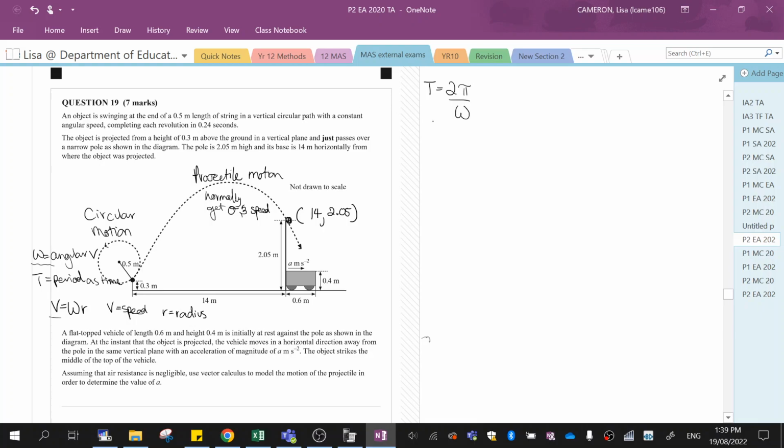From the question, I've got that T equals 0.24. So all I need to do is rearrange this to get w is equal to 2 pi over 0.24. So w is going to be equal to, if you want to keep it in exacts, 25 over 3 pi, or it will be 26.18 radians per second.